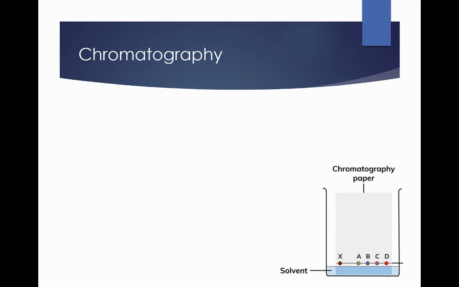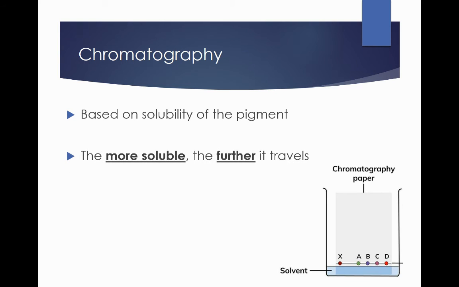Now we move on to the third and last separation technique for today, chromatography. Chromatography is based on the solubility of the pigment in the solvent. And generally, the more soluble it is, the further it travels up the chromatography paper. And if it is insoluble, it means that it will not even leave the start line. It will stay on the start line.